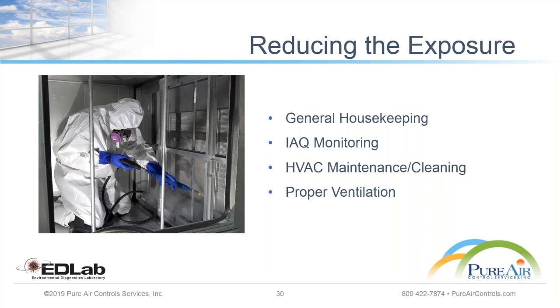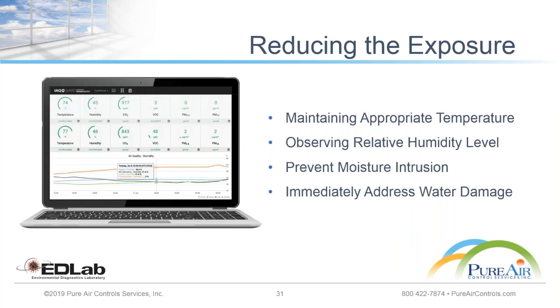So we'll look at a few other things. That picture was a picture of our HVAC cleaning process, which we'll talk about in a second. When we talk about reducing the exposure, we go back to proper ventilation and monitoring the indoor air quality. That means observing and maintaining the appropriate temperatures in the building, and observing and maintaining the proper relative humidity. Those two things are extremely important, because if either goes out of balance, that's when things, especially mold, as we addressed in our webinar last month, really can start to proliferate.